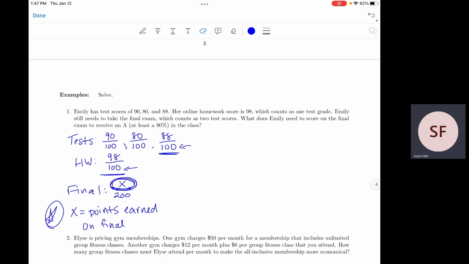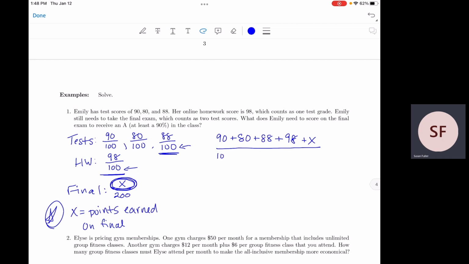So let's go ahead and add up what she's earned. On her tests, she's earned 90 points and 80 points and 88 points. On her homework, she's earned 98 points. And we don't know how much she's earned on the final, but she's going to earn X points on the final. That's what my X represents. And then I'm going to divide all of those. That's the total number of points that she's earned. I'm going to divide by the number of points possible.